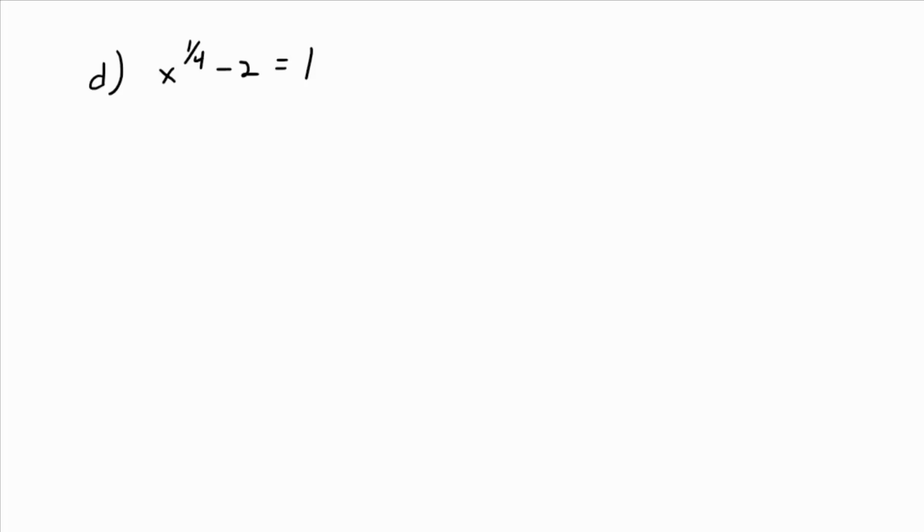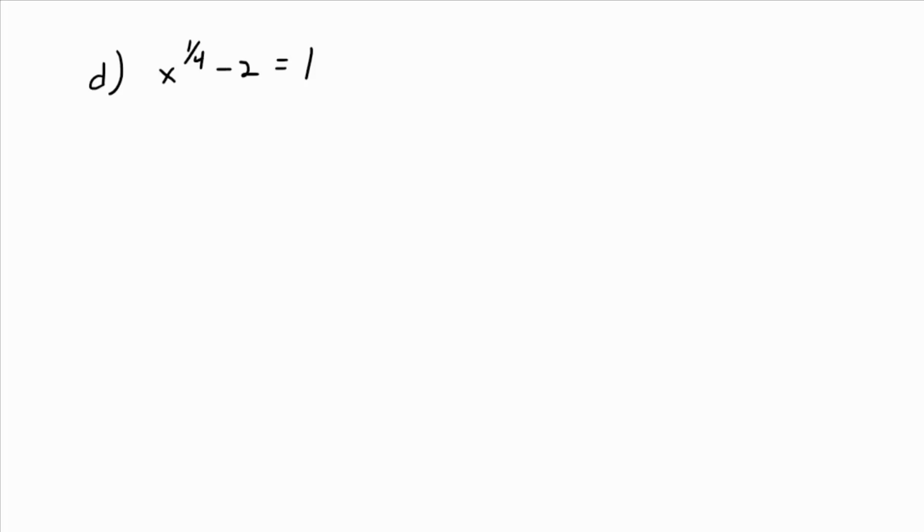What is that really saying in radical lingo? x to the 1/4 is the 4th root of x. So this is really the 4th root of x minus 2 equals 1. Well, that basic procedure, the first recipe when we had a single root, will work here because this is a single 4th root. But you don't have to change it to the 4th root of x. You can think of it in terms of exponents.